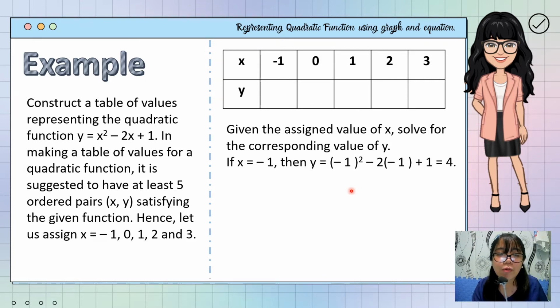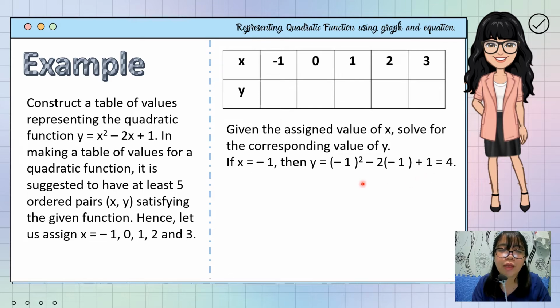Now if x is equal to negative 1, we substitute negative 1 into our quadratic function. So every x here will be replaced by negative 1. That is why we have y equals, so you copy y equals, x squared will become negative 1 quantity squared. Enclose negative 1 in parentheses to denote that negative 1 is being squared, the entire negative 1, not just the 1. Then minus 2x is minus 2 times negative 1. And then plus 1.